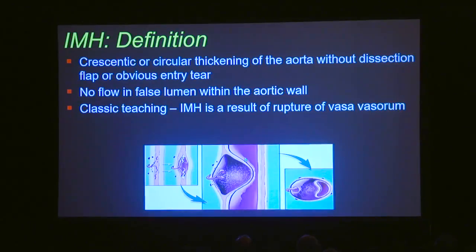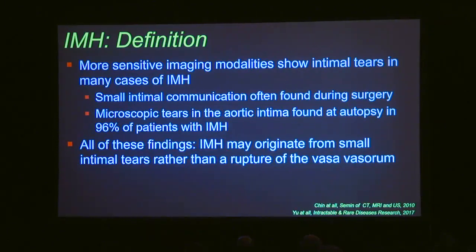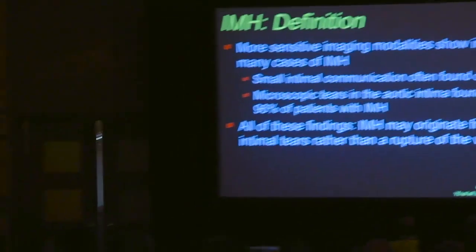Intramural hematoma is a crescentic or circular thickening of the aorta without dissection flap or obvious entry tear. There's no flow in the false lumen, and the classic teaching is or was that it's a result of rupture of the vasa vasorum. But more sensitive imaging modalities have shown that there are intimal tears in many cases of intramural hematoma. This is often found during surgery, and at autopsy, 96% of patients with IMH have little intimal tears. So all of these findings suggest that IMH may originate from small intimal tears rather than the classic teaching of rupture of the vasa vasorum.